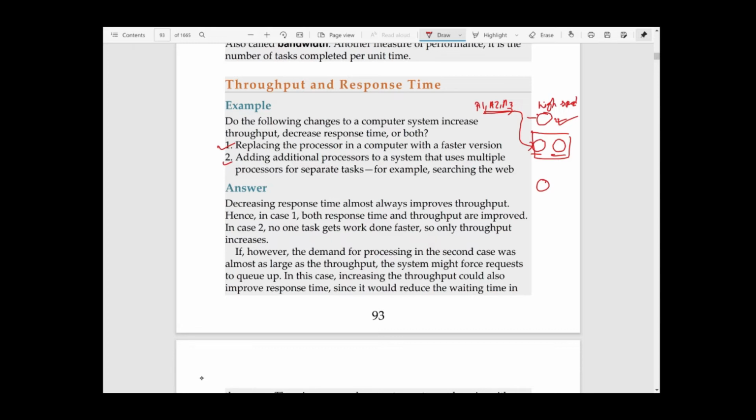Assume that there are many instructions coming here. Instead of A1, A2, A3, assume that there are A1 to A1000. Many instructions are coming, and these instructions are getting queued here, and they are waiting for a longer time before starting execution.